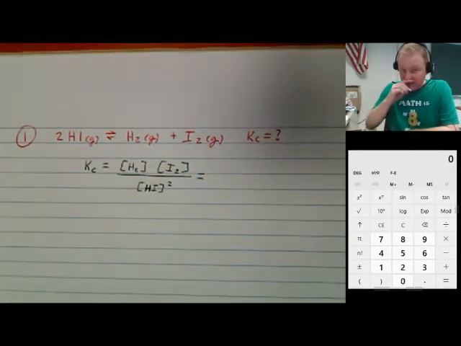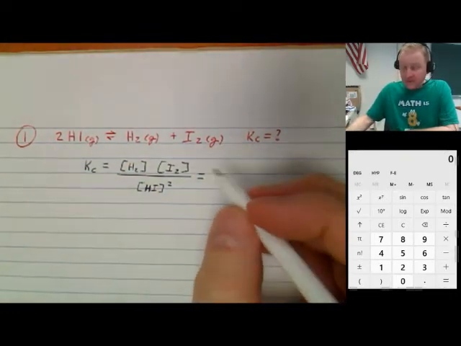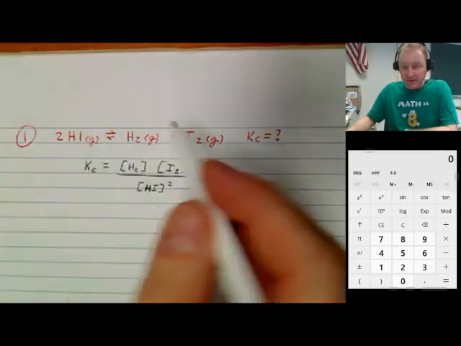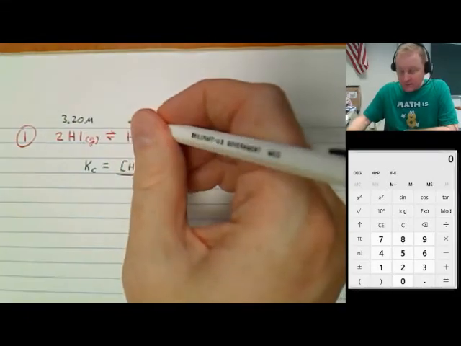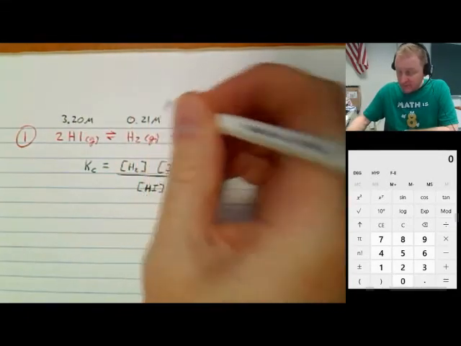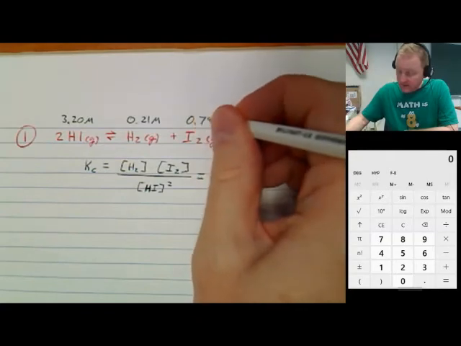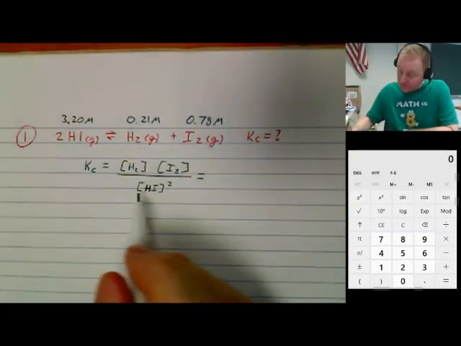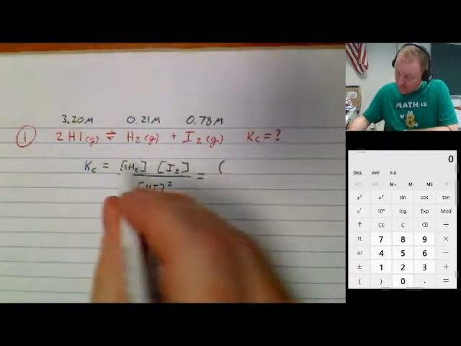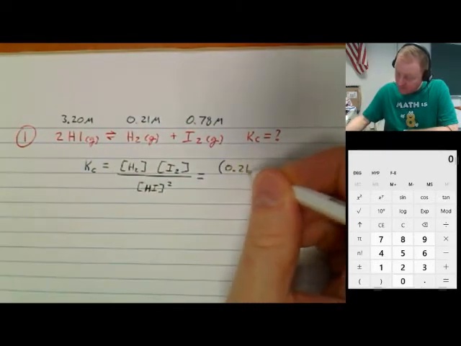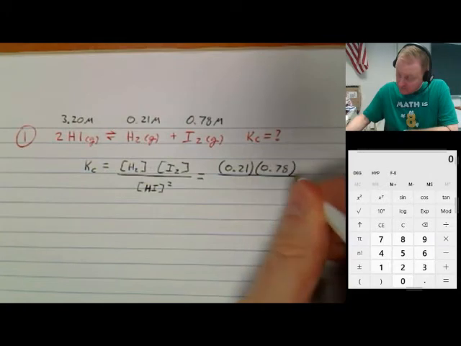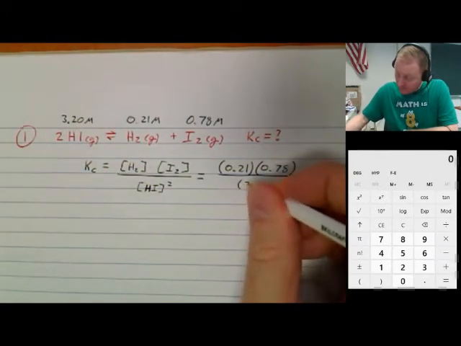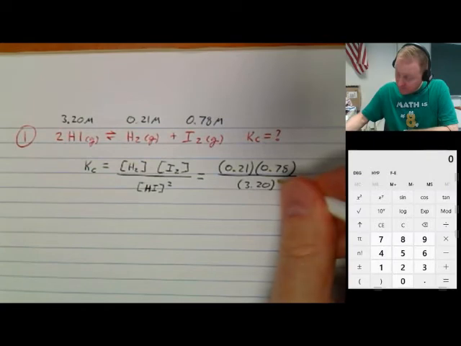And now let's plug in the actual values that we have here. So I'm going to put the values right above what they are. It said that the hydrogen was 0.21 molar, the iodide 0.78 molar, and the hydrogen iodide 3.20 molar, respectively. So that would be 0.21 times 0.78 divided by 3.20 squared.